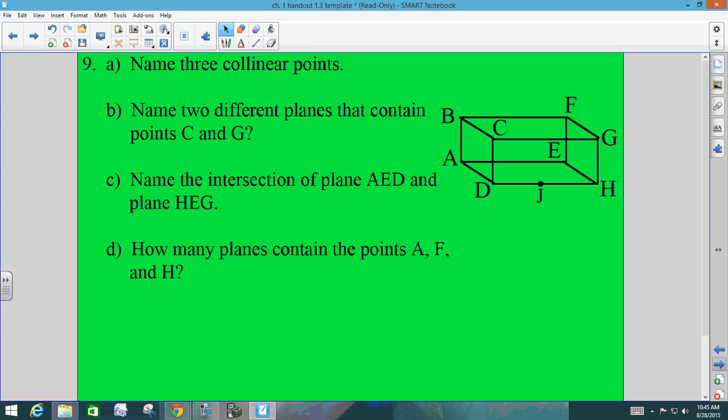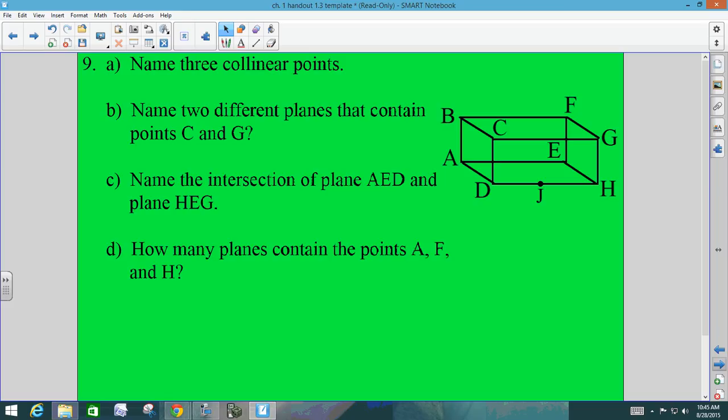Number 3. Can you find 3 collinear points? Name 3 collinear points. You have to find 3 points that, what's collinear mean again? Points that are on the same line. But I don't want 2, I want 3. So find 3 points in the picture that all sit on the same line.